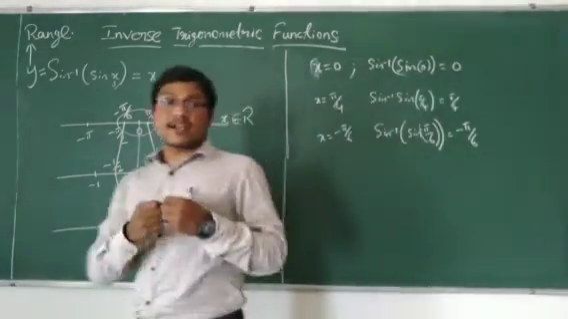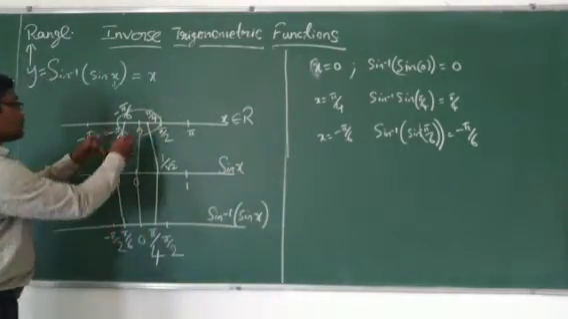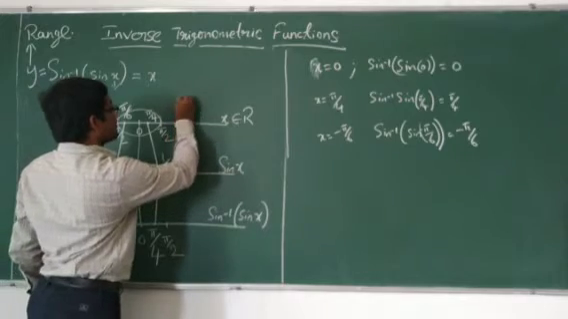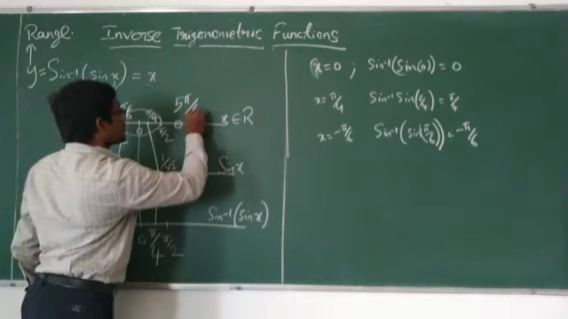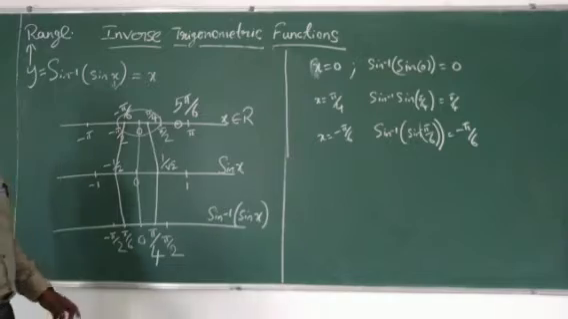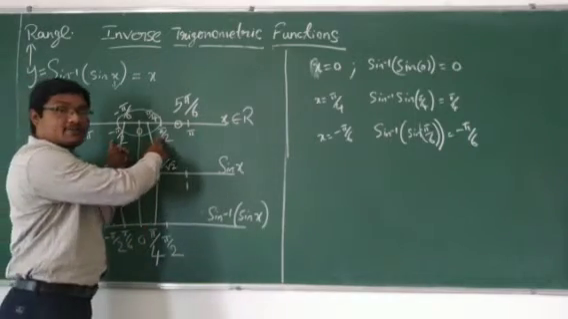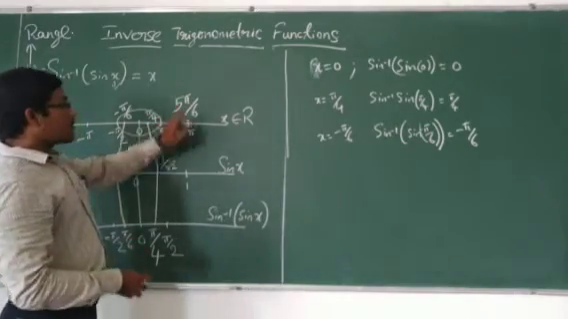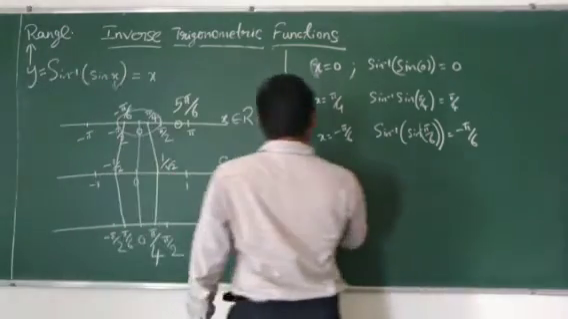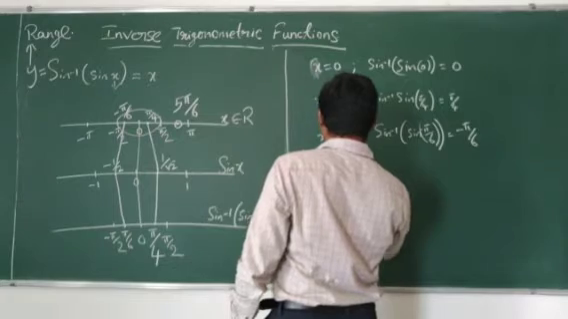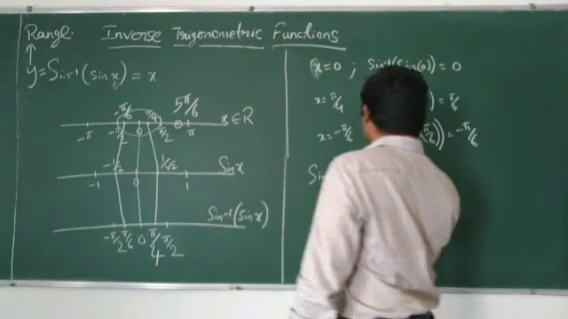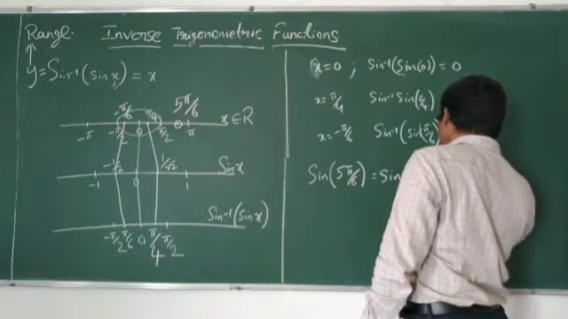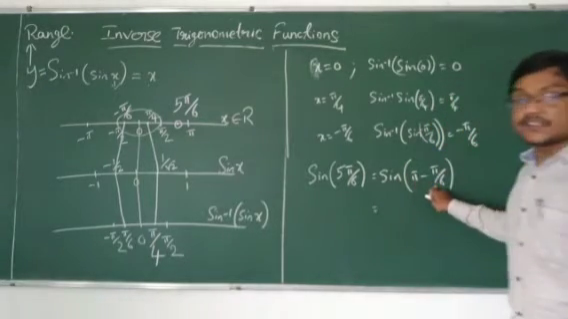Now suppose I take any value which is not in this interval. Suppose I take a value 5 pi by 6. 5 pi by 6 is not in the interval minus pi by 2 to pi by 2. So if I take x as 5 pi by 6, then what is sin of 5 pi by 6? This can be written as sin of pi minus pi by 6. This comes in the second quadrant.